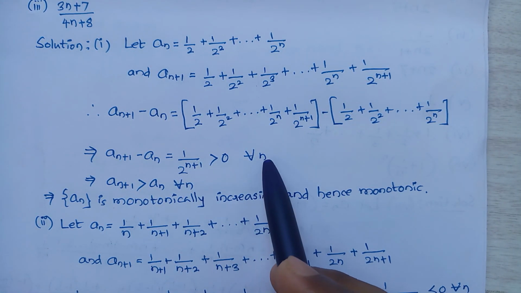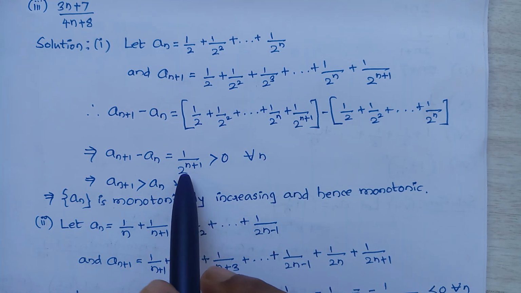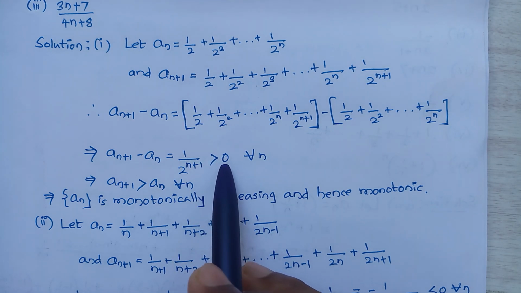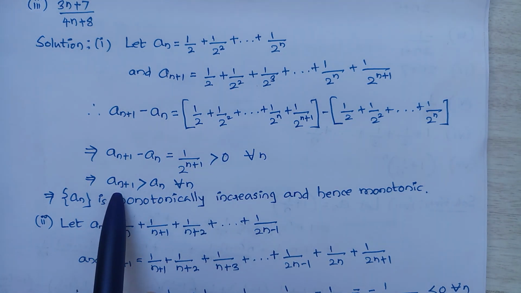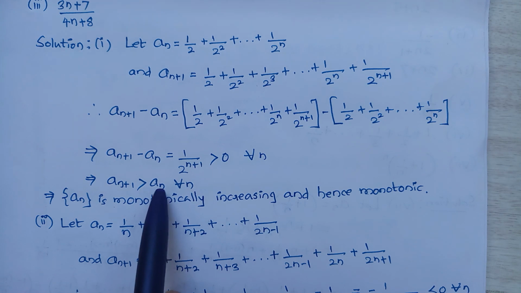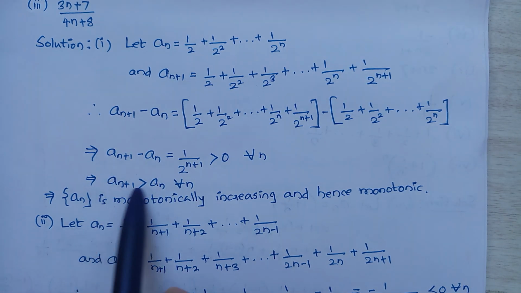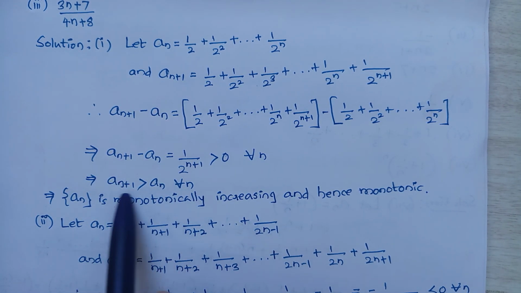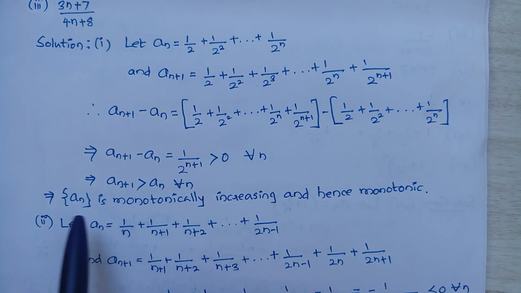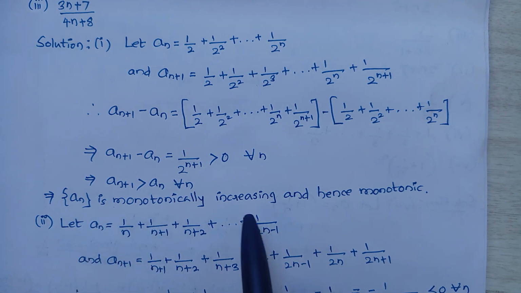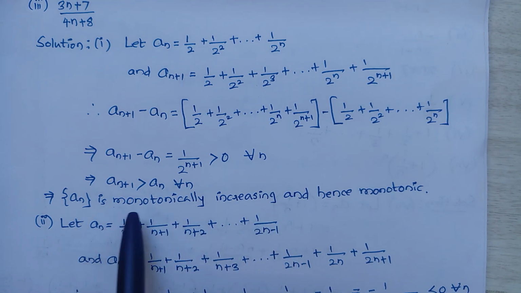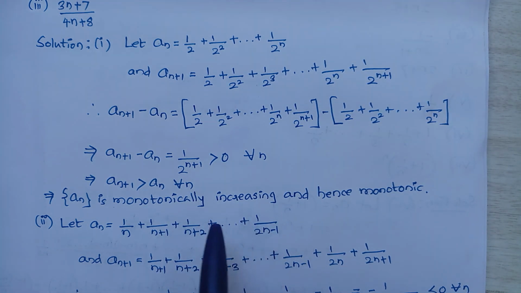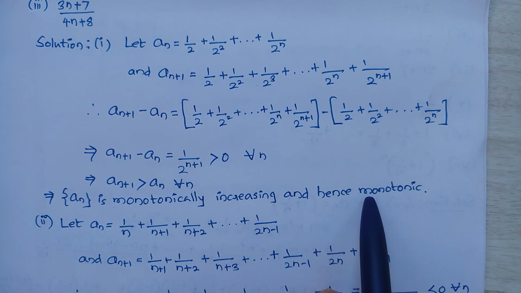Since n is a natural number, if you put any natural number here, it is strictly greater than 0. That implies a_(n+1) is greater than a_n. This is the definition of a monotonically increasing sequence. Therefore the sequence a_n is monotonically increasing. If a sequence is monotonically increasing or monotonically decreasing, then we can say the sequence is monotonic.